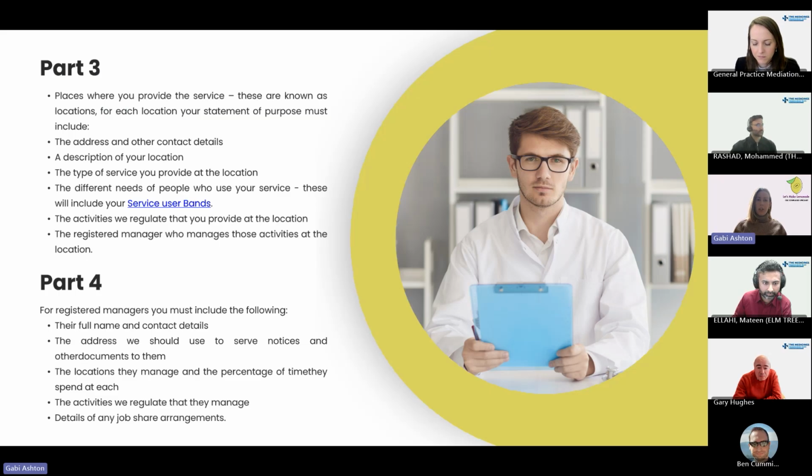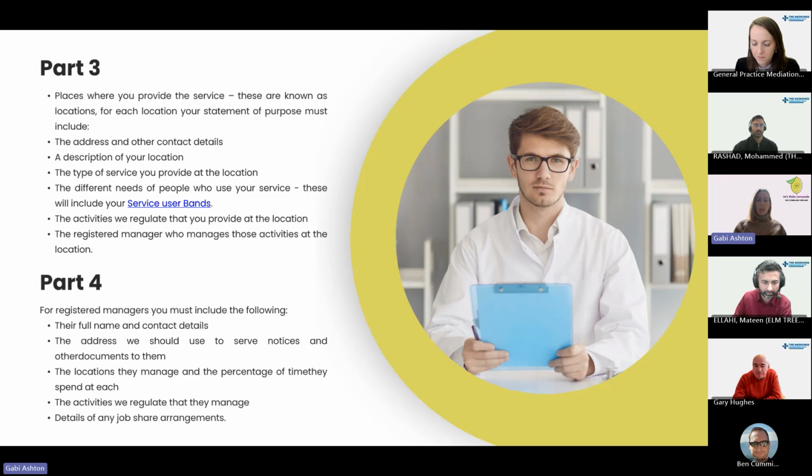So for each location that you want to register with the CQC, you need to provide details about the address, contact details, and a description of that location from an accessibility perspective and a setup point of view. And then you need to essentially tick which services you're hoping to provide. So which regulated activities, the types of service that you're looking to register, and the different needs of people that you will be providing health and social care services for.